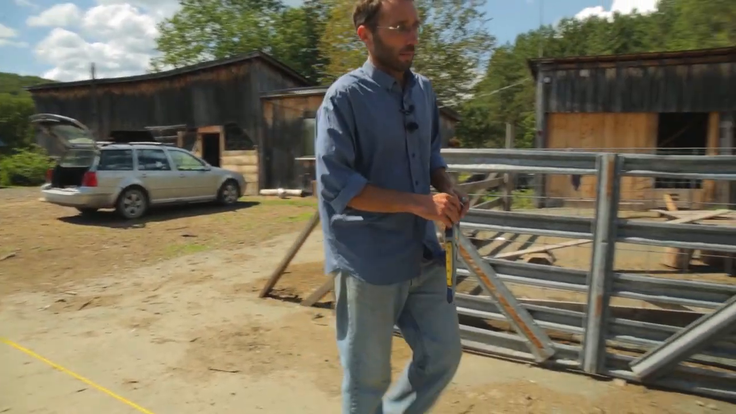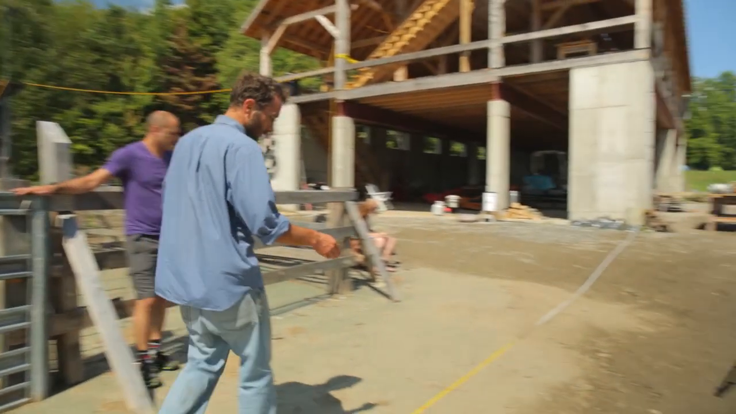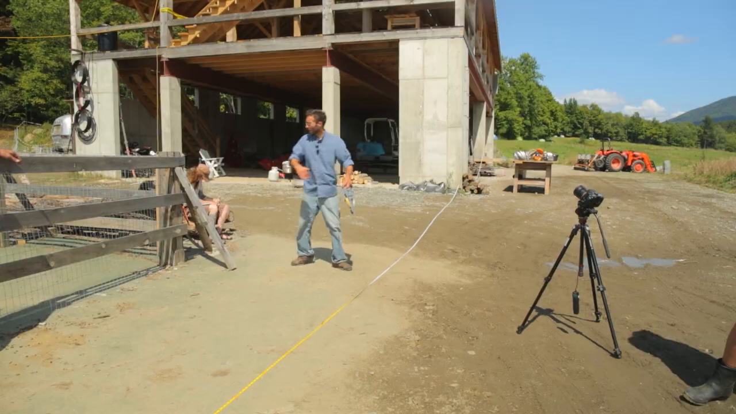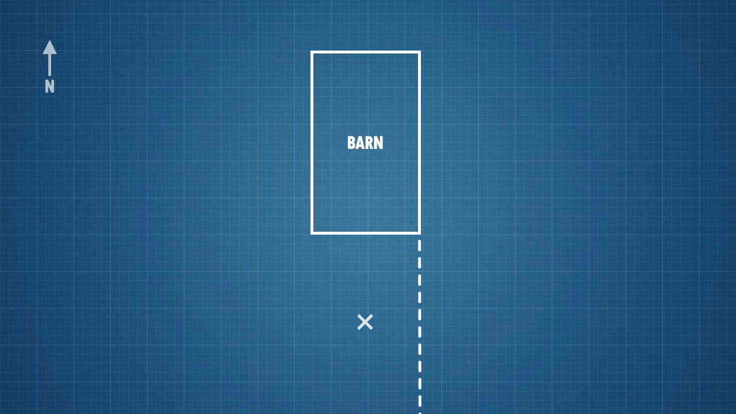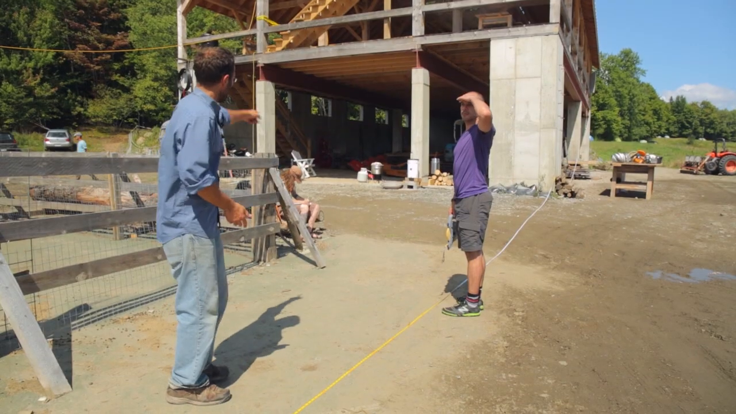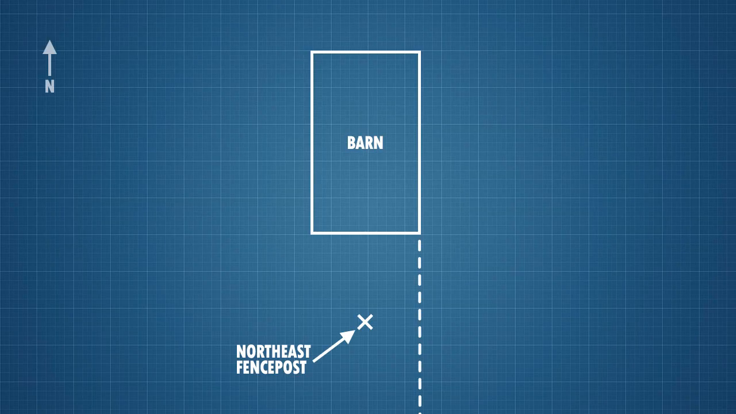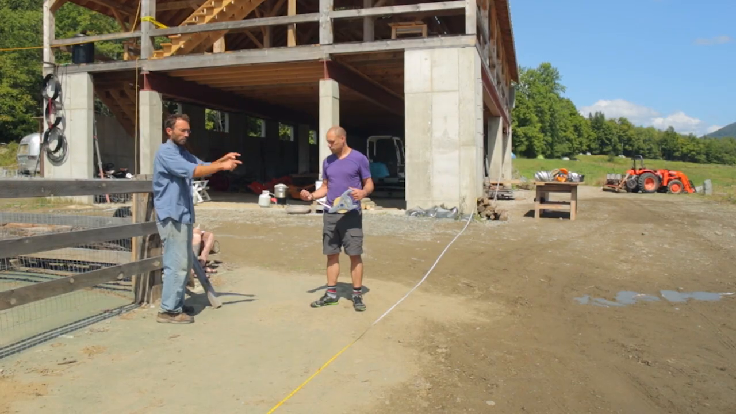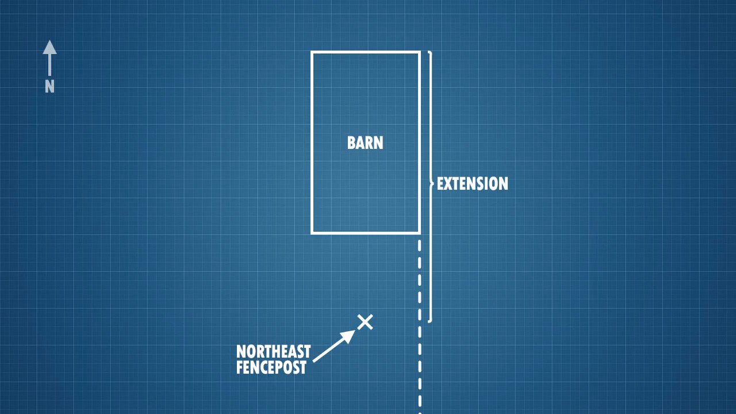The offset then becomes the distance between the extension line and a point that we want to catalog and map. In your notebook, you're going to have three columns. One says name of the point. We're going to call this the northeast fence post. The second column is going to say EXT, meaning extension. And the third column is going to say offset.